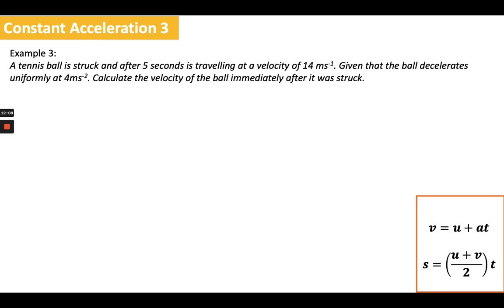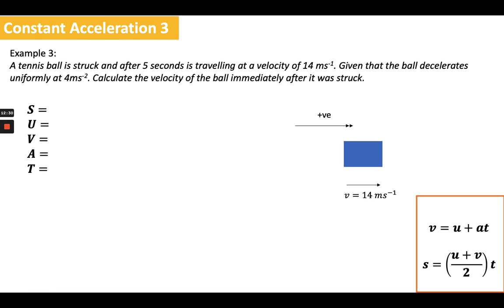Okay, example number 3. A tennis ball is struck and after 5 seconds is travelling at a velocity of 14 meters per second. Given that the ball decelerates uniformly at 4 meters per second squared, calculate the velocity of the ball immediately after it was struck. So, lots of information here again. That's why we always are going to write SUVA. I'm going to define the direction as positive, and then I'm going to start collecting some information.